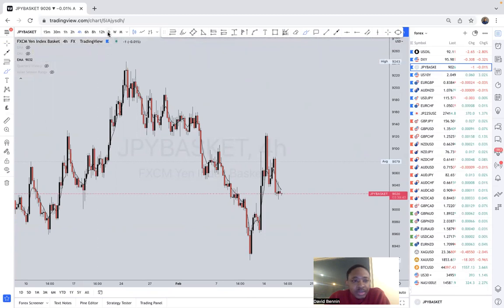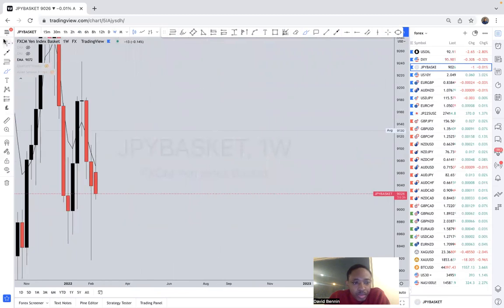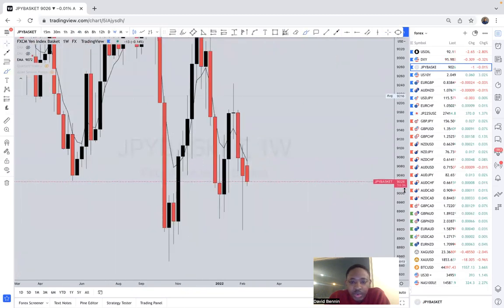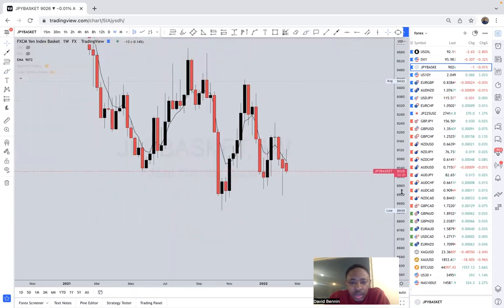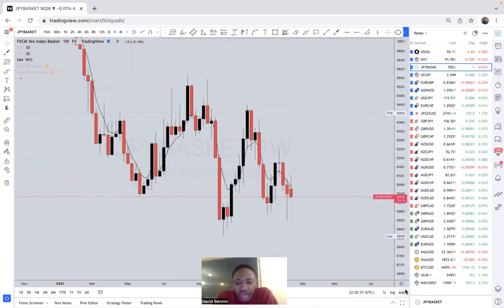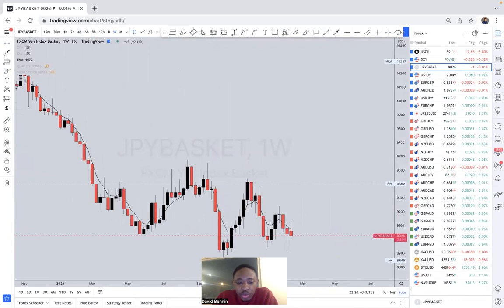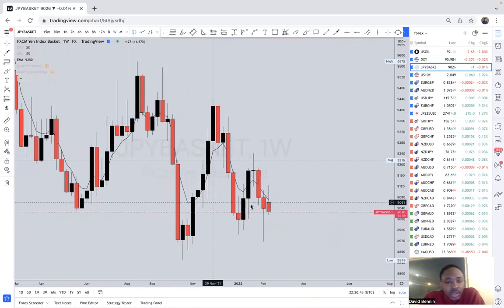is the JPY basket. So the JPY basket is one of the instruments that you need to analyze if you want to trade. If you want to trade Japanese yen, you need to look at the JPY basket. So Japanese yen is just like Dixie is for US dollar, right?